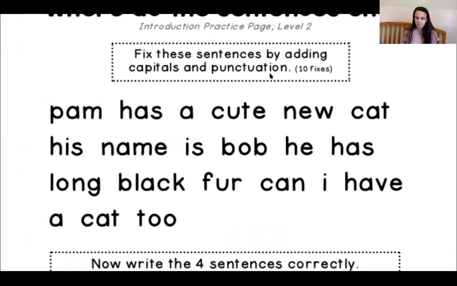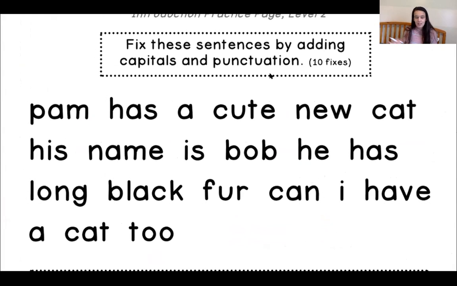Here we go. First of all, friends, I need to find where each thought ends because I can't determine where I need my capital letters until I know where my sentences start and end. So here we go. Pam has a cute new cat. His name is, oh, I realize that this part, his name is, is a new thought. So that means that my first thought ends somewhere on the top row. Pam has a cute new cat, period.